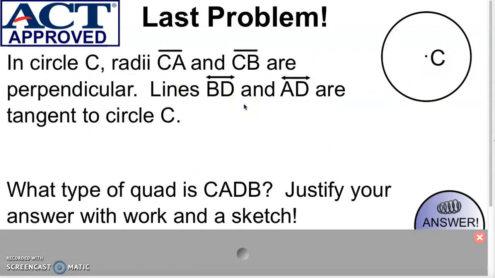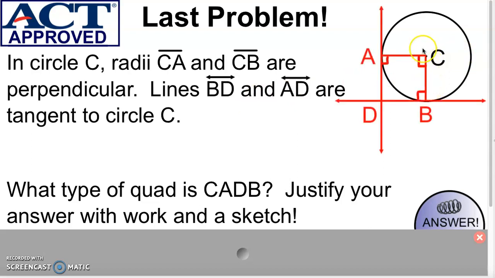All right, last problem. In circle C, radii CA and CB are perpendicular. Lines BD and AD are tangent to circle C. What type of quad is CADB? So we're going to draw this. So we'll draw a radius CA and CB. I'm just going to show you what that looks like. And they're going to be perpendicular, so I have to have a right angle here. Then I have lines BD and AD are tangent. So if this is tangent, there's got to be a right angle here, and there's got to be a right angle there. And then what kind of quadrilateral is this?